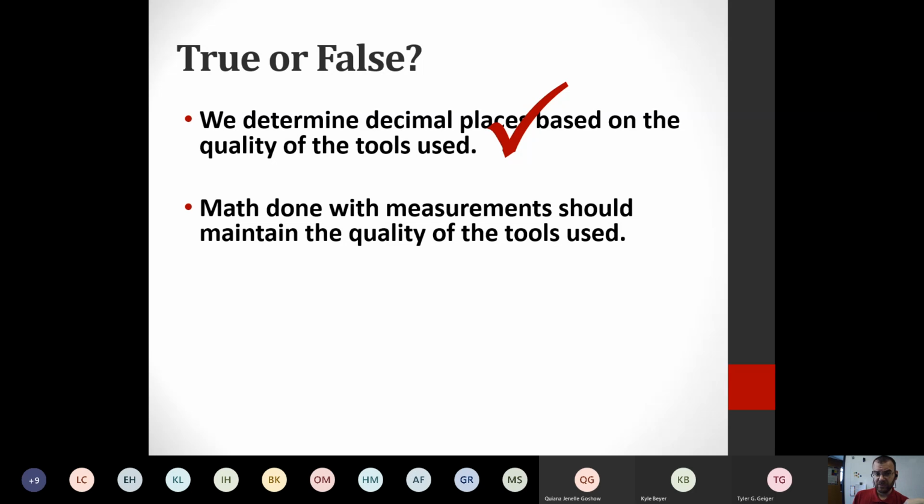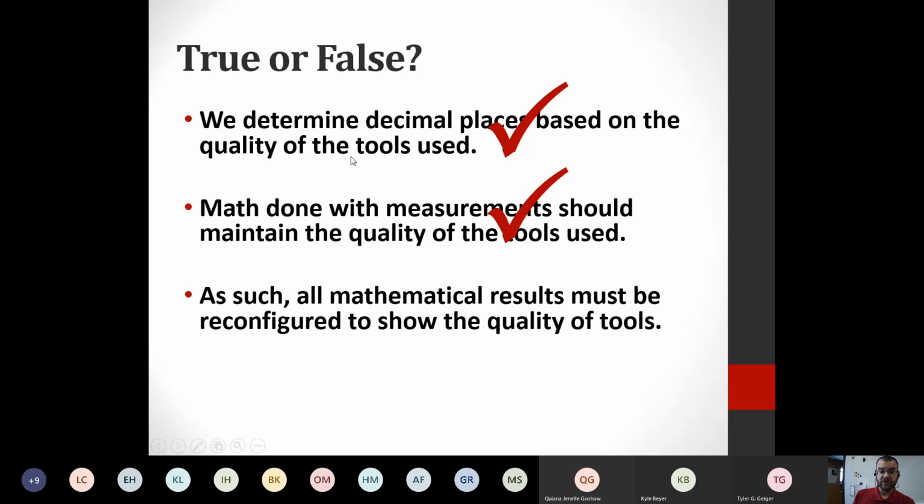Math done with measurements should maintain the quality of the tools used. Well, if the tools are telling us how good the measurements are, and we do math with those measurements, we probably should keep in mind the tool's quality. If we had a crappy tool, we really can't trust our answers as much as if we had a really good tool. So that's also a true. All results must be reconfigured to show the quality of tools. Well, if you believe the second one, you kind of got to do the third one.